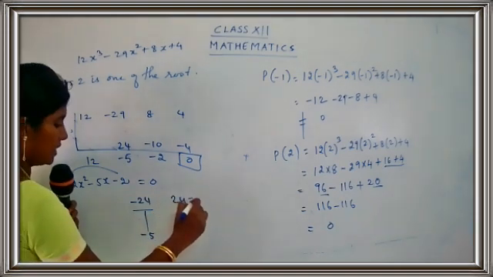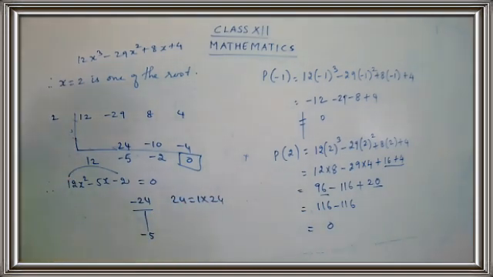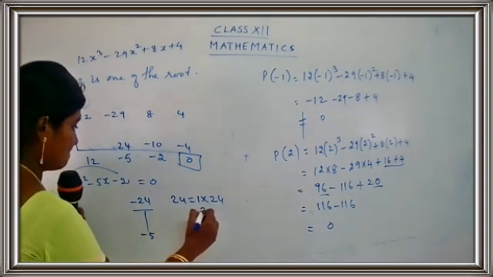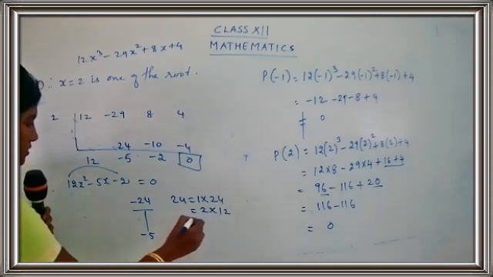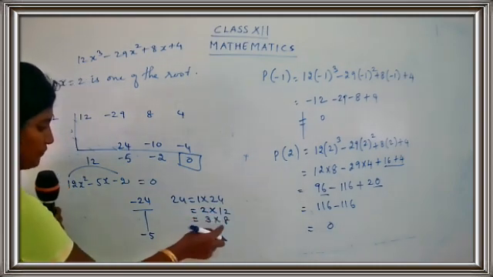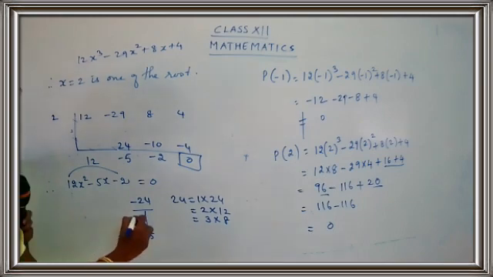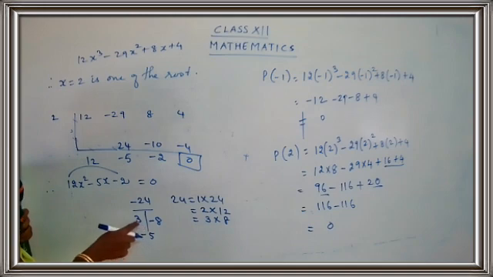So 24 is 1 into 24. Not possible. Then 2 into 12, not. 3 8s are. Yeah, I can try for 3 and 8 because I get the difference as 5. So 3 into minus 8 is minus 24 and 3 minus 8 is minus 5. That's minus 24. Okay, so I got the value.